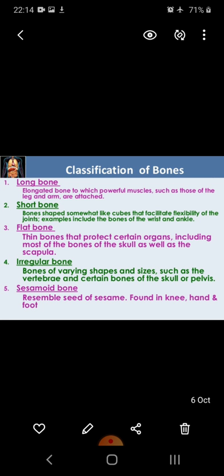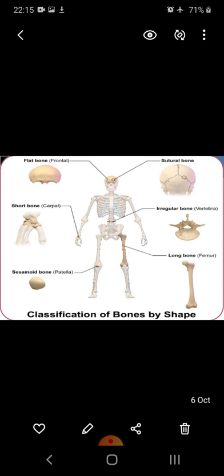Flat bones: the bones in the skull are examples of flat bones, and the scapula is also an example of flat bones. Irregular bones: the vertebrae, pelvis region, and skull are examples of irregular bones, and the knee, hand, and foot contain sesamoid bones. The patella in the knee is an example of sesamoid bones. I have already explained this.